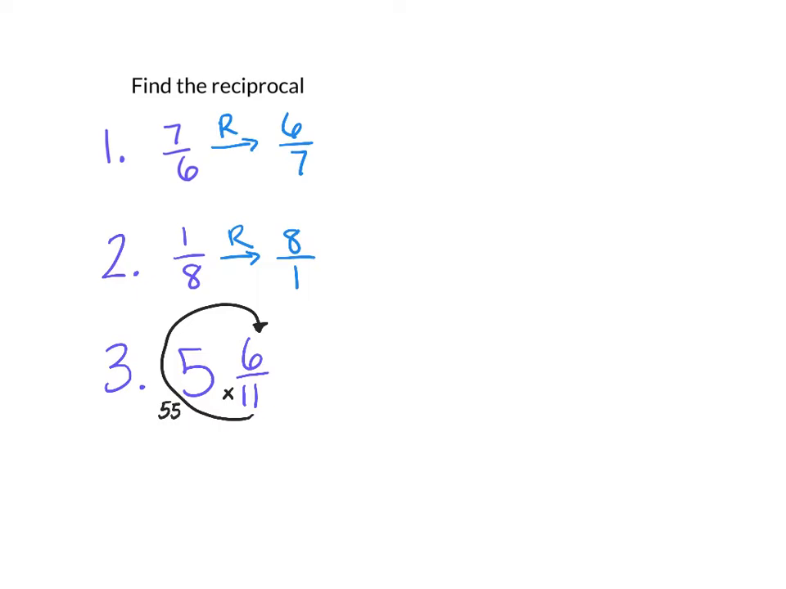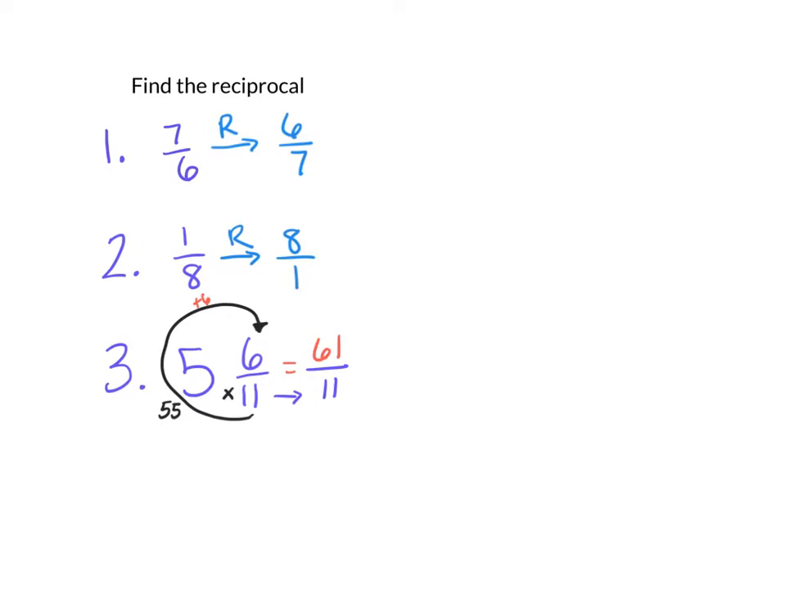And then I'm going to add this 6 here. So 55 plus 6 is 61. So I put 61 in my numerator. My denominator is going to stay the same. I'm still talking 11ths. So I have 61 11ths.